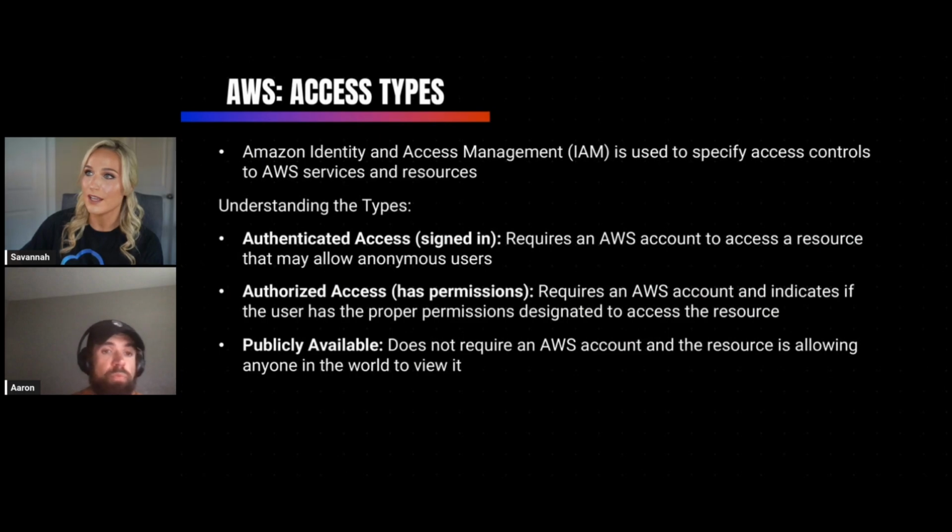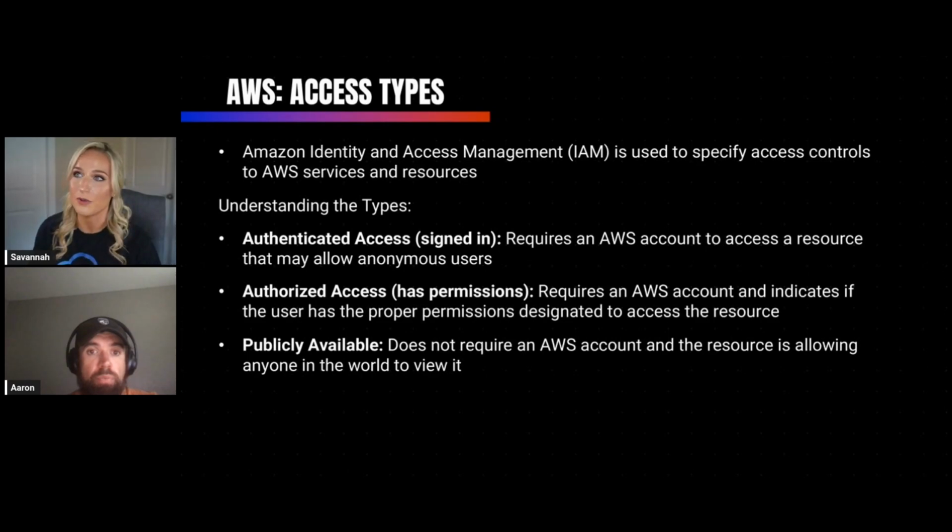So diving into enumeration. Before we get started with enumeration with AWS, I wanted to make sure we cover the different access types. Many people have a misunderstanding with the different types of access, but I would say the biggest way to understand with AWS is that they have it with IAM. That's the Identity and Access Management in AWS. That's how they break down who has access to what services and resources within AWS.